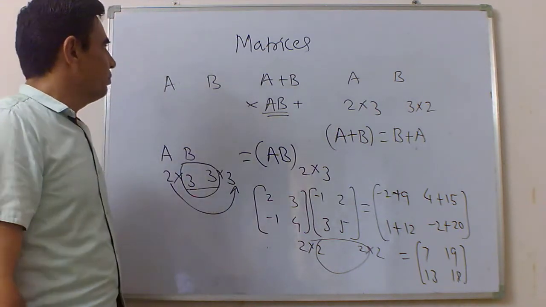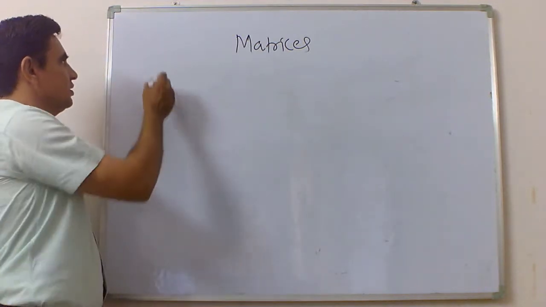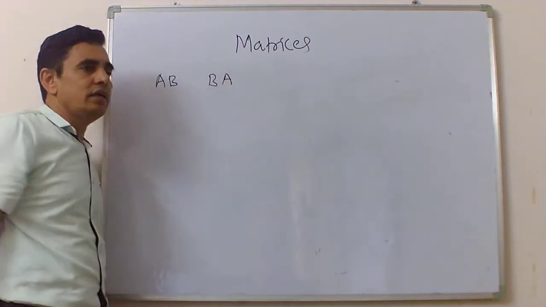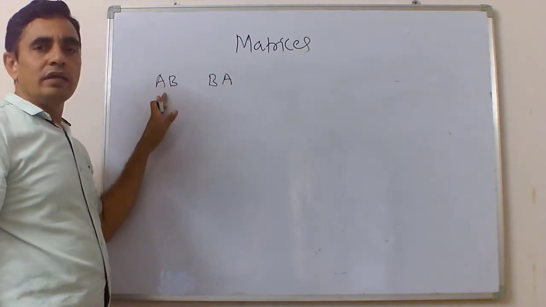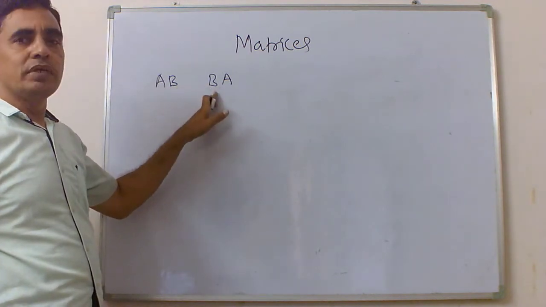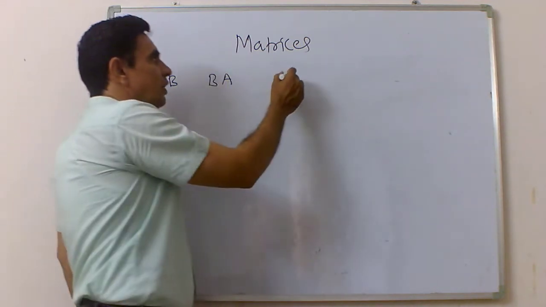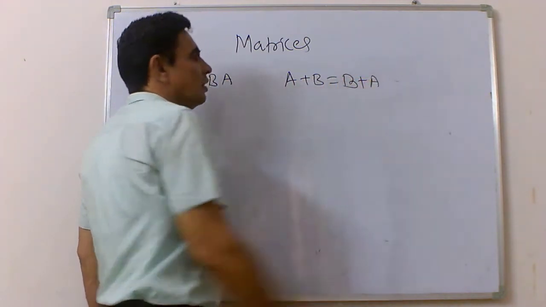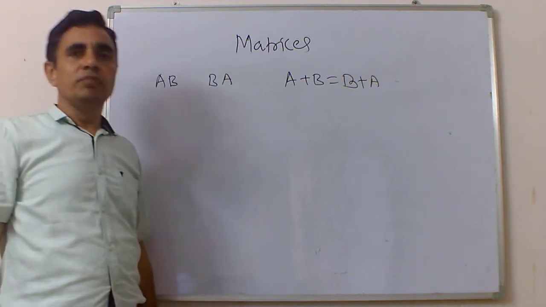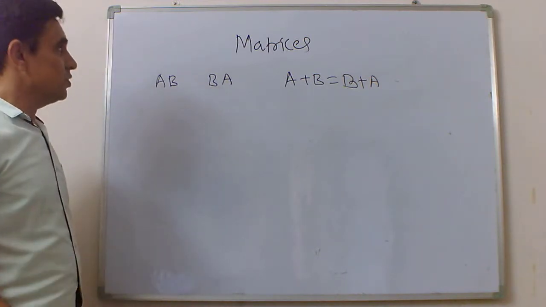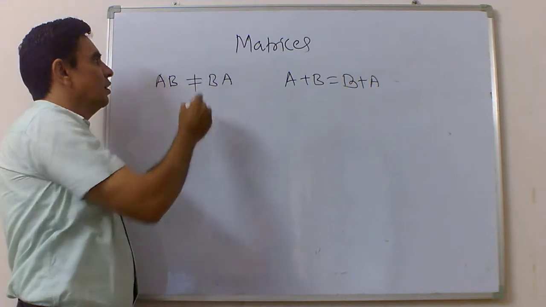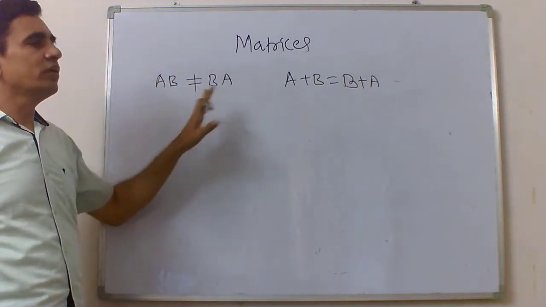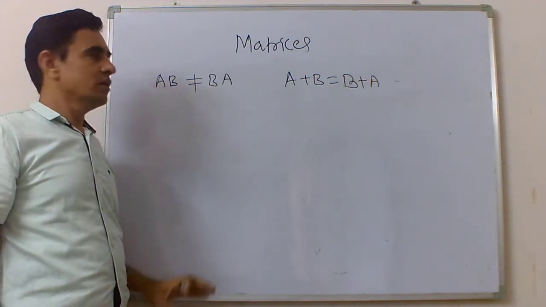After that we see the properties of the product of matrices, A into B and B into A. In AB and BA, in AB, A is a prefactor and B is a post factor; in BA, B is a prefactor and A is a post factor. We know A plus B is equal to B plus A, meaning addition of matrices follows the commutative property, but in most cases the product of matrices does not follow the commutative property, meaning AB is not equal to BA in most cases.